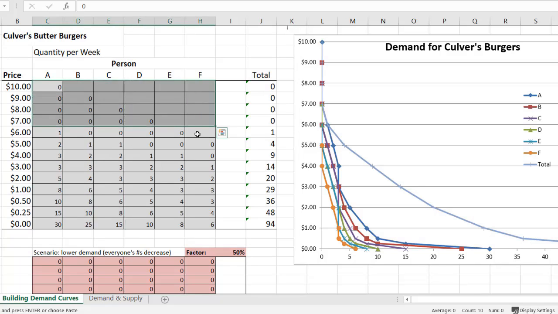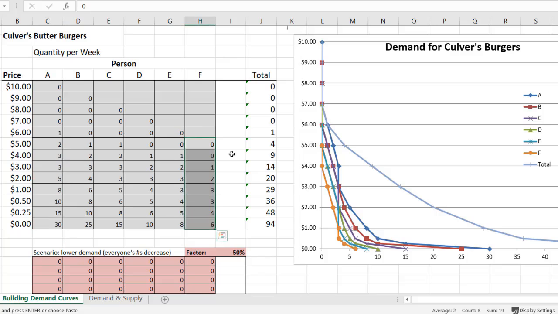Person C, and you can see that as I added people here, they happen to have a lower level of demand, meaning they're not going to start buying the product until the price gets even lower. Person F is not even buying until it's down to $3, and buys fewer units of the product at any price. So some people have a higher demand, some people lower.